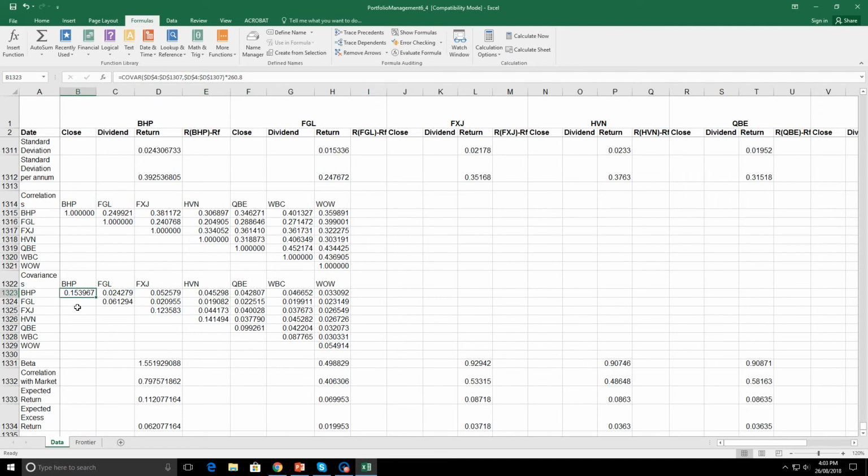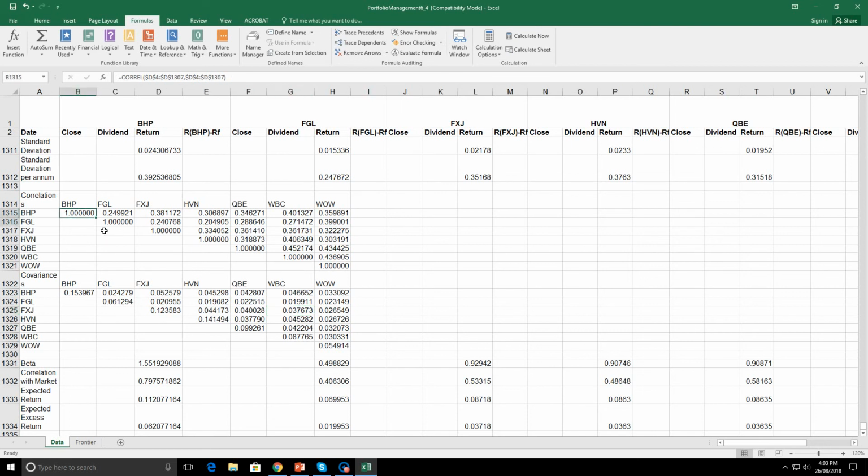Now, if we calculate the covariance of the same stock, for example, BHP and BHP, this part is the return of BHP, and this is also the return of BHP. So that's basically the variance, not the covariance, because it's only one stock. So diagonally, these are the variances, and the other cells represent the covariance between two stocks. That's why it's known as the variance covariance matrix.